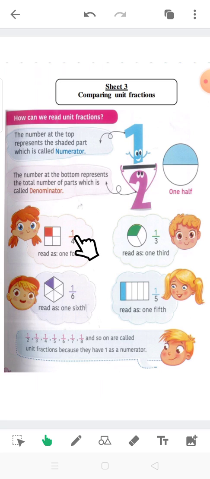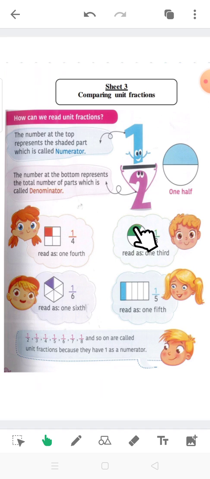Okay? Look here. How many colored parts or shaded parts? One. We put it on the top, or the numerator. All of the parts, or the total number of parts, are 4. So we write 4. So it's called what? It's read as one fourth.